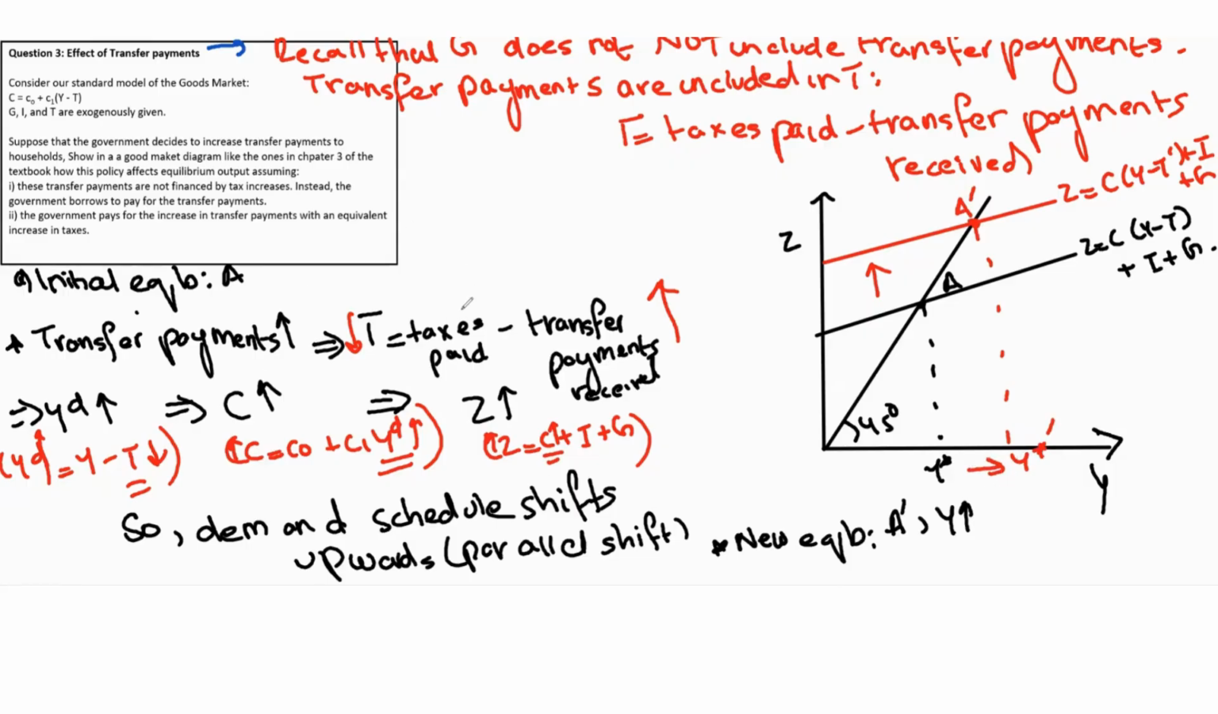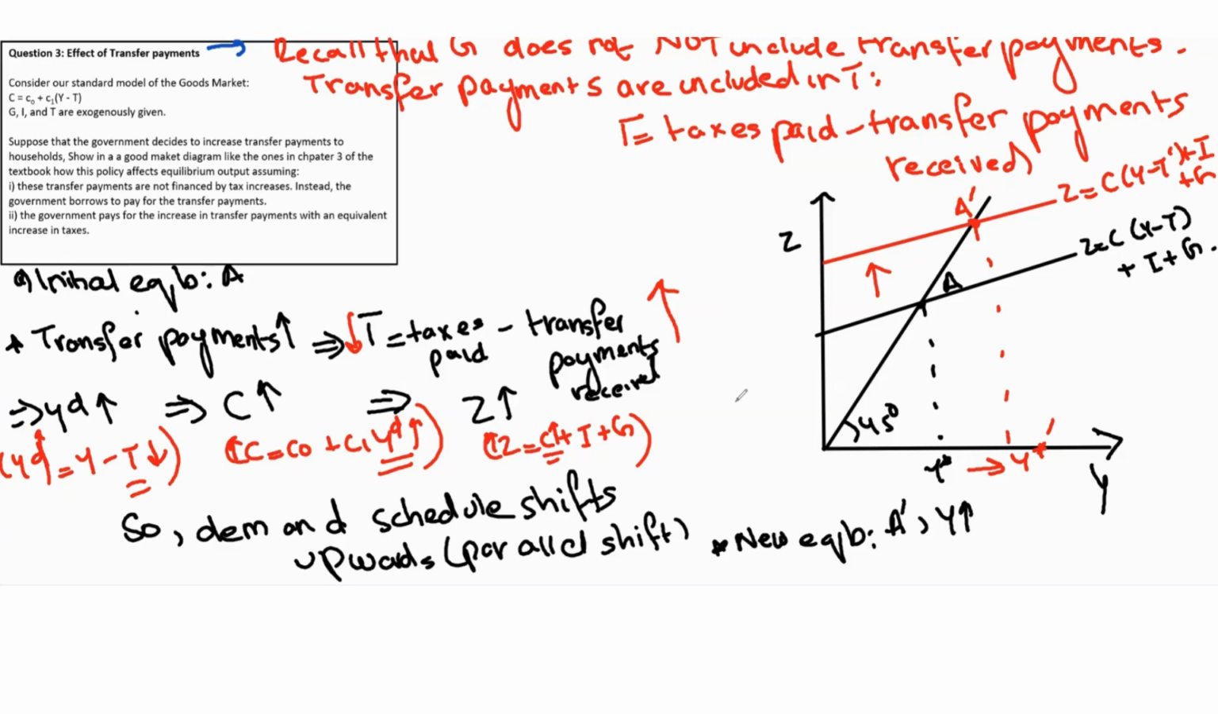So if you have transfer payments that are not financed by a tax increase, we know that's going to cause your T, which is defined as taxes net of transfers, to go down. So disposable income goes up, consumption goes up, demand increases. And as the demand schedule shifts upwards in our goods market model, equilibrium output is going to increase.